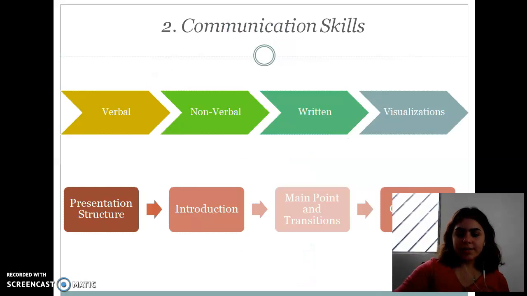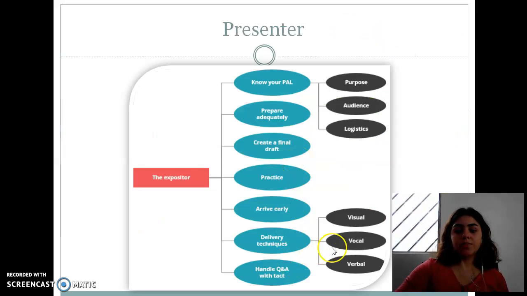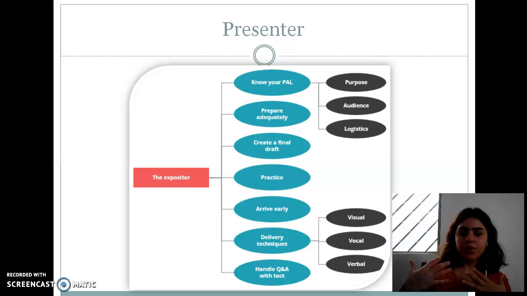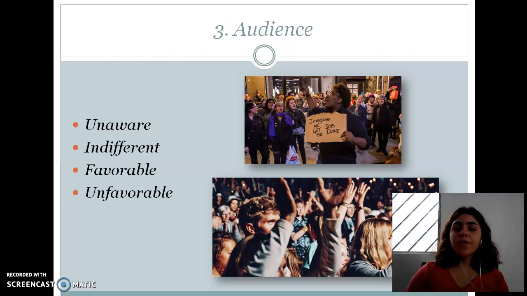It's very important, like I said here, that visualizations help you, because they are techniques that can help you get your audience into what you are saying. And the third one is the audience. This is very important because it's the people to whom you are transmitting your message. You need to know this audience, because if you don't, maybe your message will not be well received.